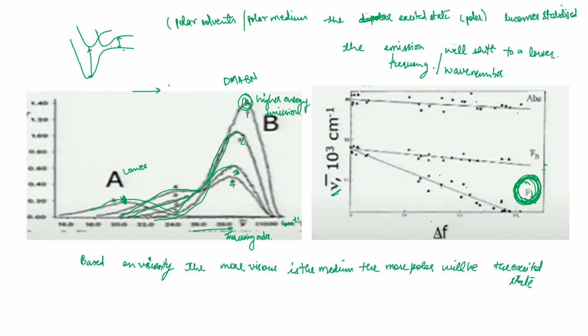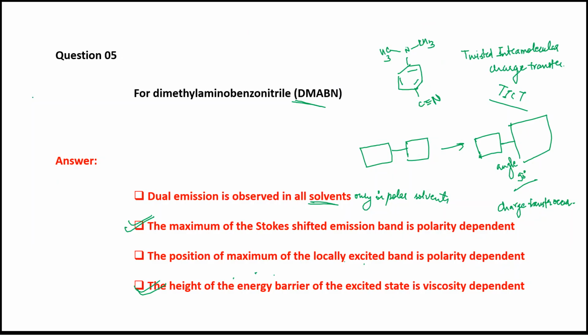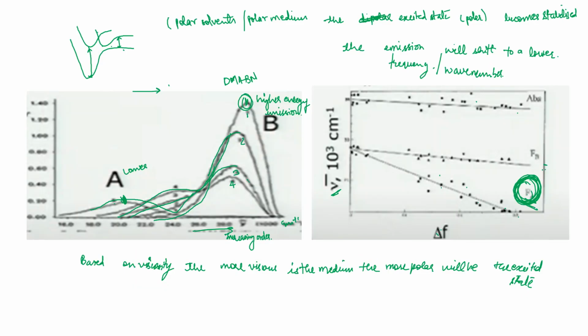In this case you will notice that with the delta F there is a very high change in the value of nu bar. Fa is the emission for the A, and Fb is for the B, and therefore it is polarity dependent. So this can also be seen through this graph. In the first one you will see there is not much change, but in the second case there are more points which lie off the line.